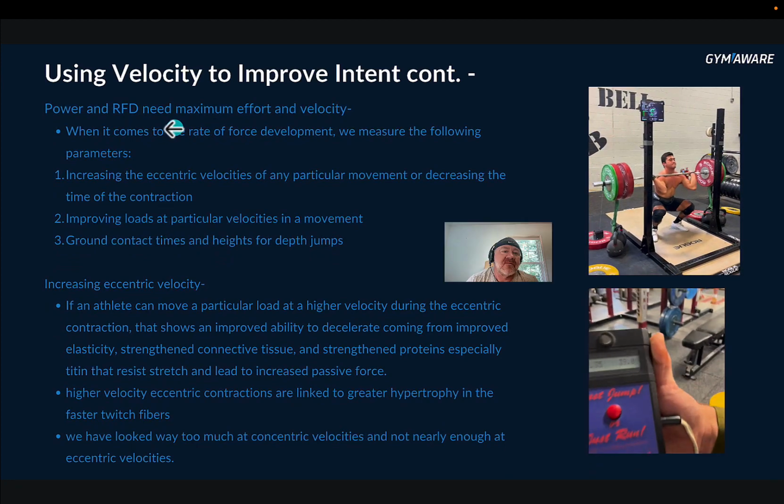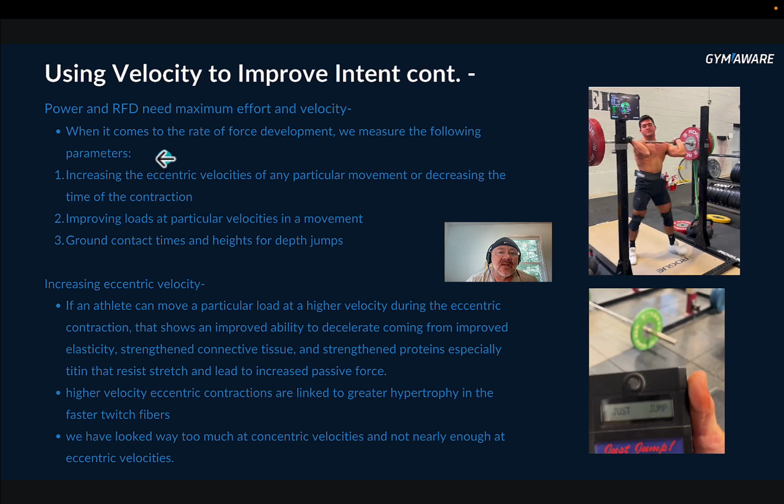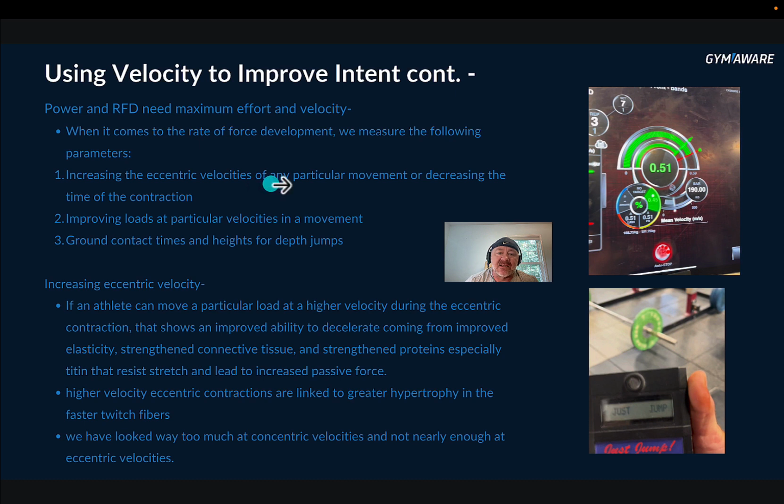Also, power and rate of force development. When it comes to the rate of force development, we measure the following parameters. We look at increasing the eccentric velocities of any particular movement, or decreasing the time of the eccentric contraction. We look at improving the loads at particular velocities in a movement. So if you deem 0.7 meters per second as important, or even 0.1, then you might want to measure the amount of load you can use at that particular velocity.